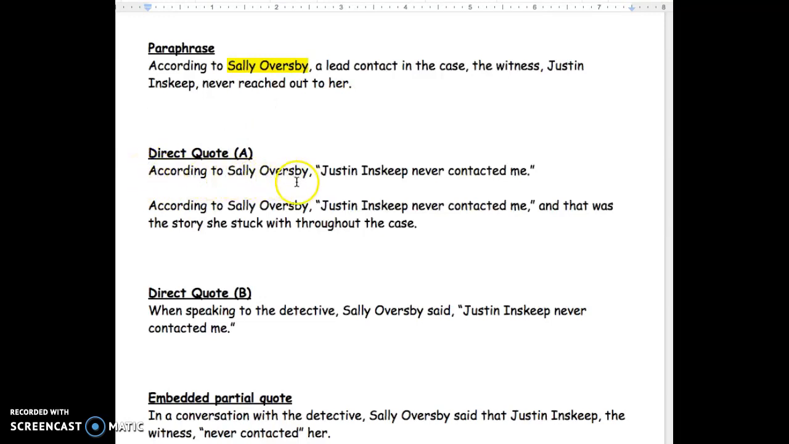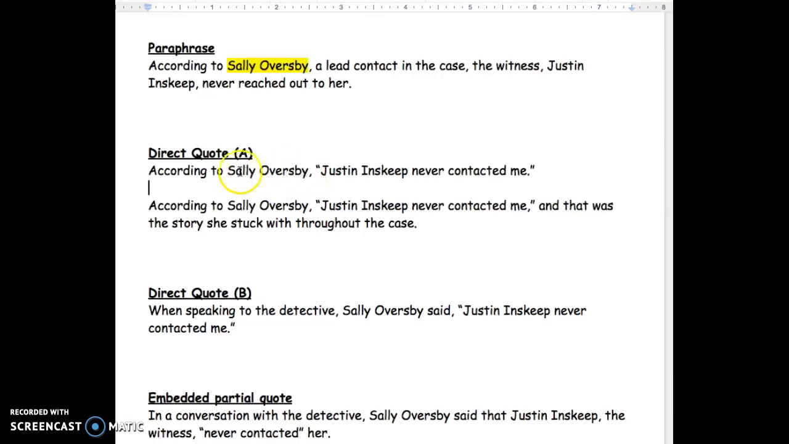According to Sally Oversby, "Justin Inskeep never contacted me." So now we see the actual words that she used. We can see that she named the witness. She said never contacted rather than never reached out to, and she said me.